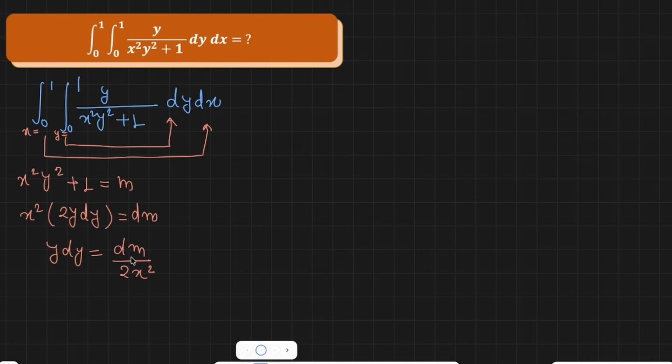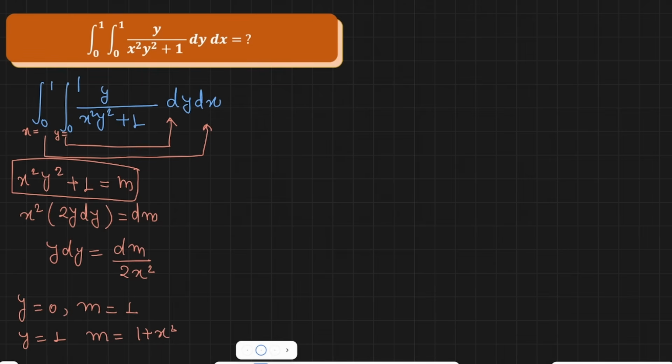Now what will happen? Because x is a constant, no need to replace this x also. Again, see, if I am taking a dummy variable, then what will happen? My limits will also change. At y is equals to 0, if we put y is equals to 0 in this equation, then what will be the value of m? That will be 1. If y is equals to 1, then what is the value of m? That will be 1 plus x square.